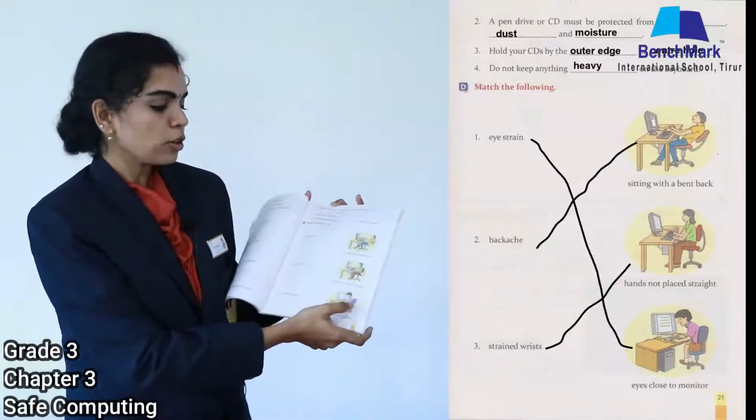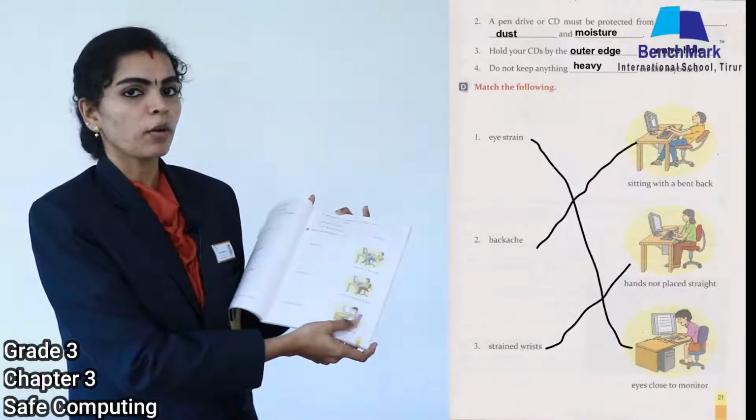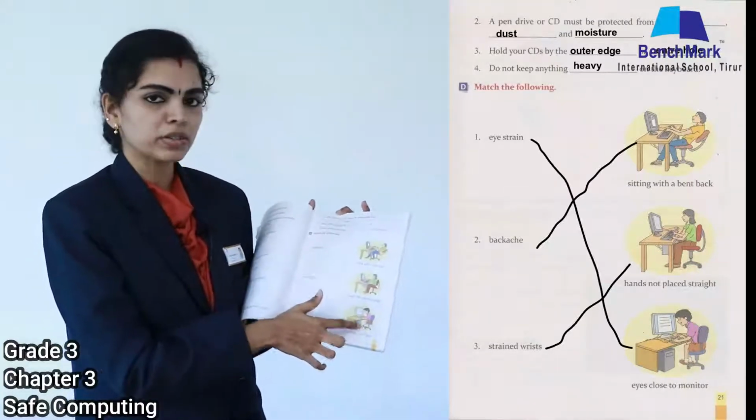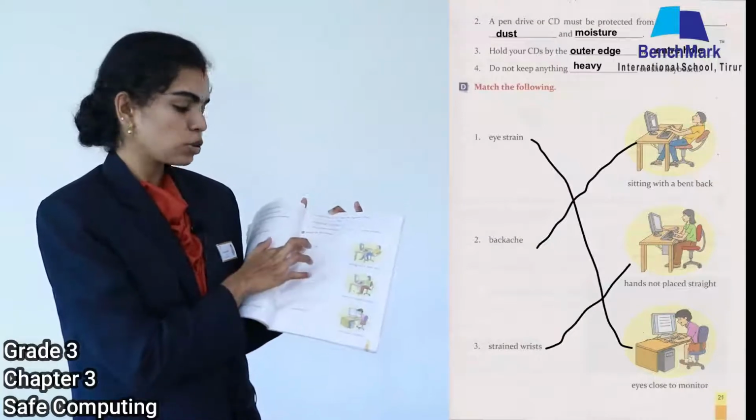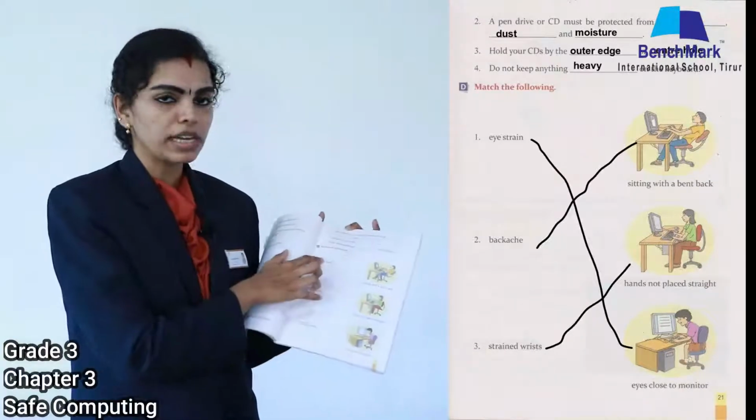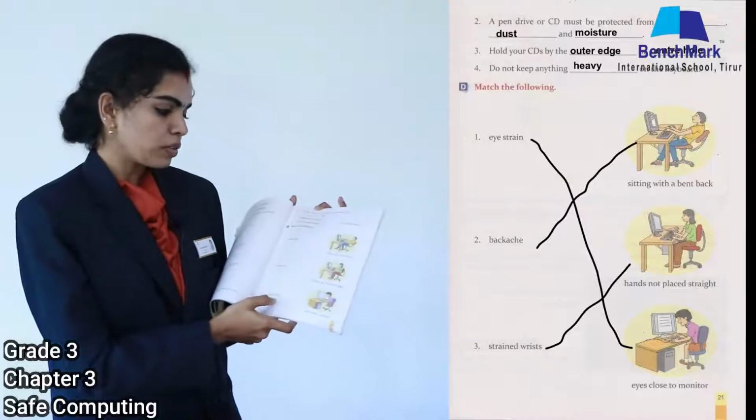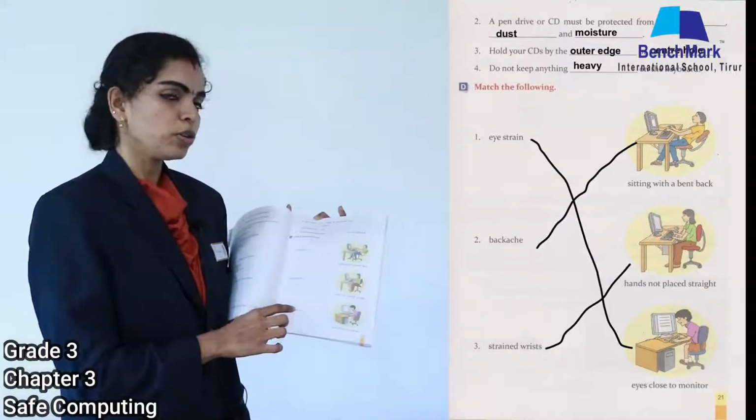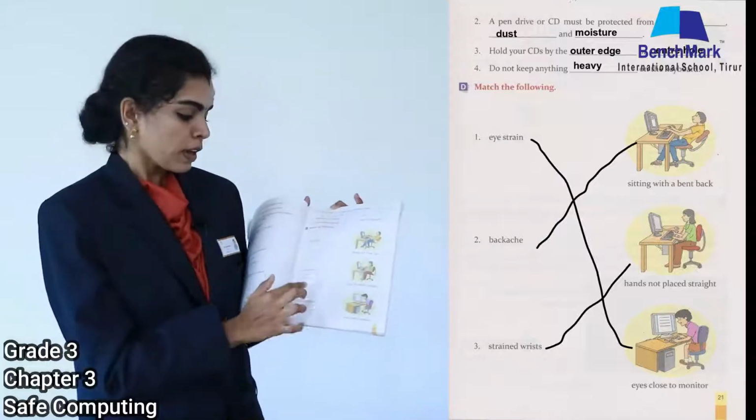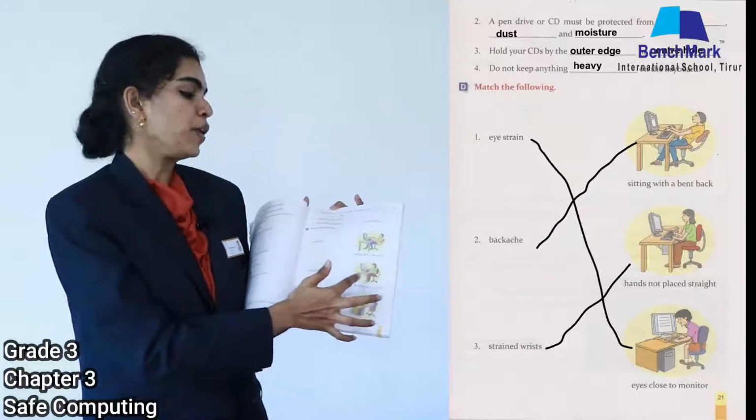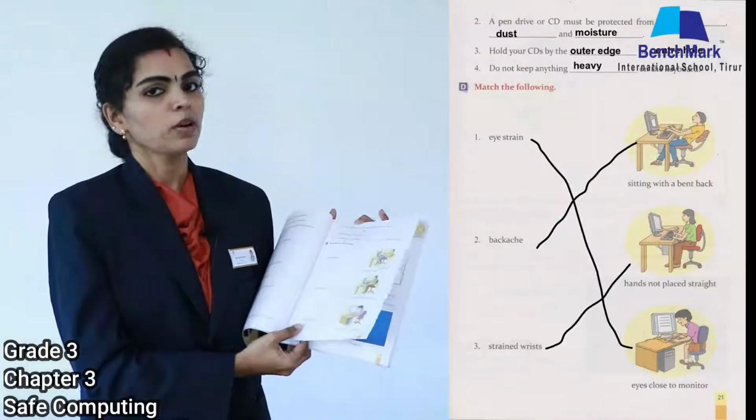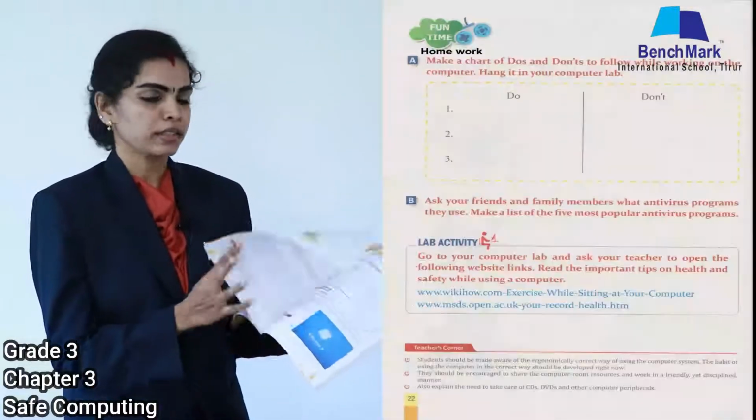So if you are sitting too close to the monitor, what will it cause? It will cause eye strain. So we need to match it to eye strain. So this third picture is to the first one. And strained wrist. If you are not keeping your elbow straight, what will it do? It will strain our wrist. So we need to match the third one to the second picture. Okay. I hope every one of you understood it.